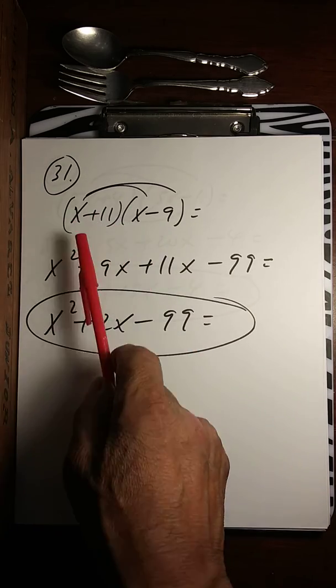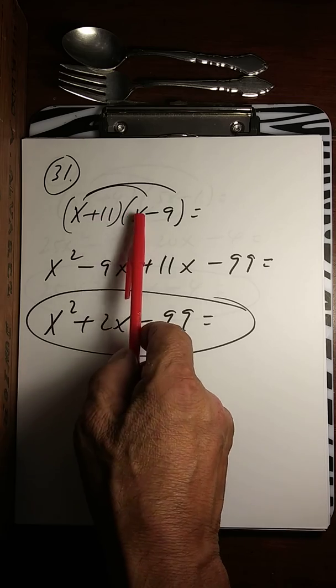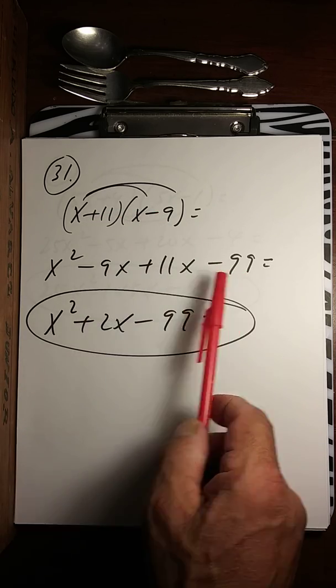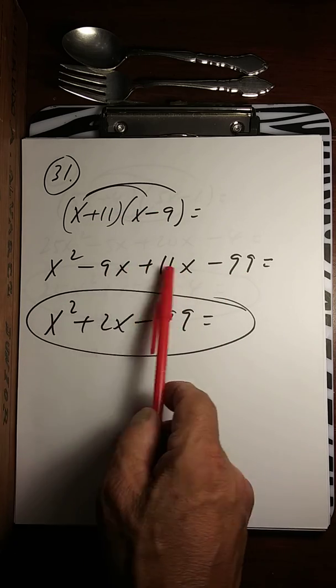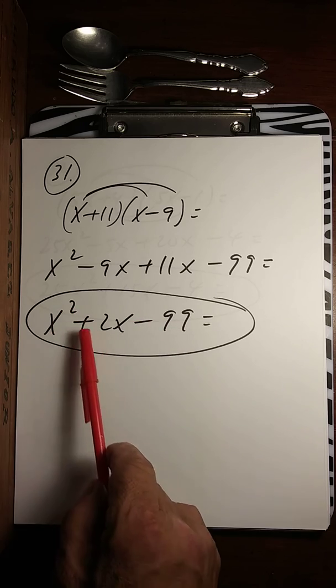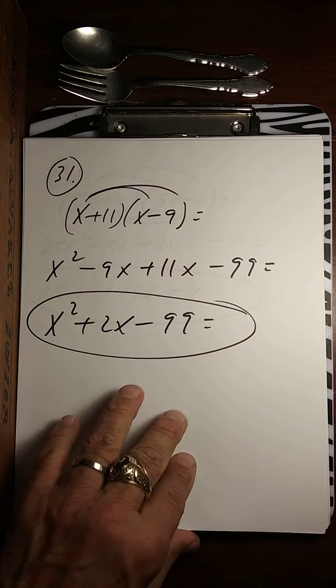X times x squared. X turns out negative 9x. That one turns out is 11x. That turns out is negative 99. So x squared, and this right here is going to give you 2x minus 99. X squared plus 2x minus 99.